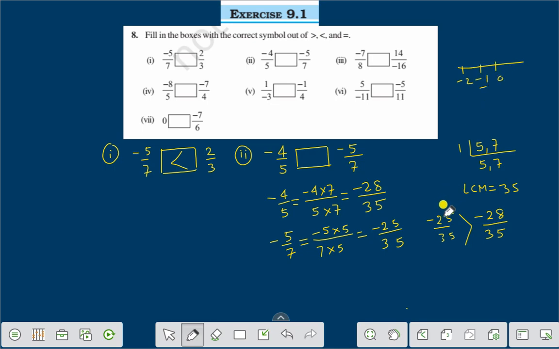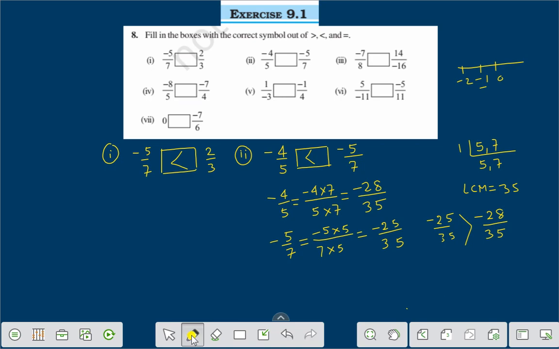In the same way, you see minus 25 is on the right side of minus 28. So we can say that minus 25 by 35 is greater than minus 28 by 35, right? That means minus 4 by 5 is less than minus 5 by 7. Or minus 5 by 7 is greater than minus 4 by 5. Right? This is less than. Now question number 3.